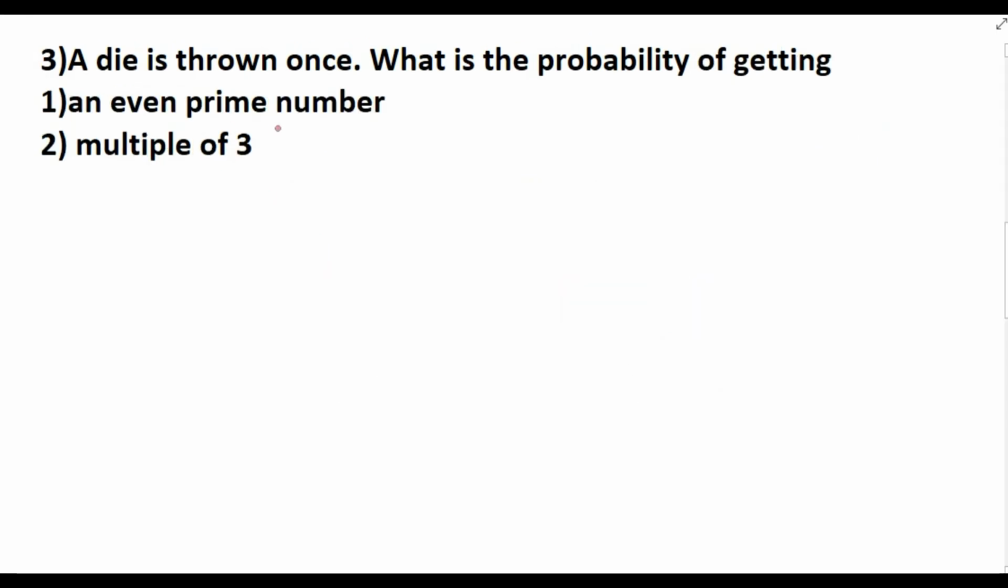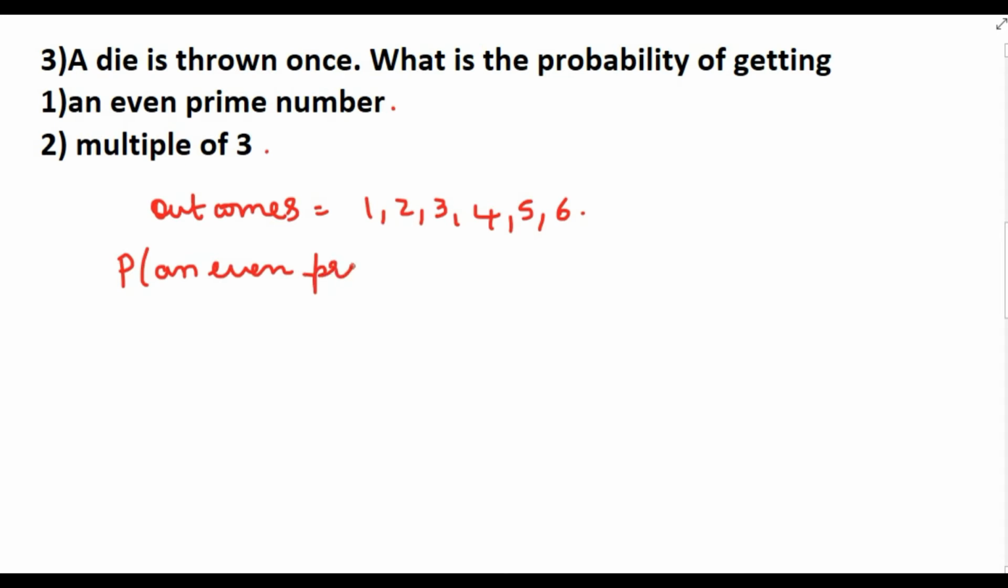A die is thrown once. What is the probability of getting an even prime number and a multiple of 3? Again, when a die is thrown, the total number of outcomes is 6 and the outcomes are 1, 2, 3, 4, 5 and 6. So, the probability of getting an even prime number. A prime number, you know, is a number which has only two factors, 1 and that number itself. So the prime numbers from this are 2, 3, 5.